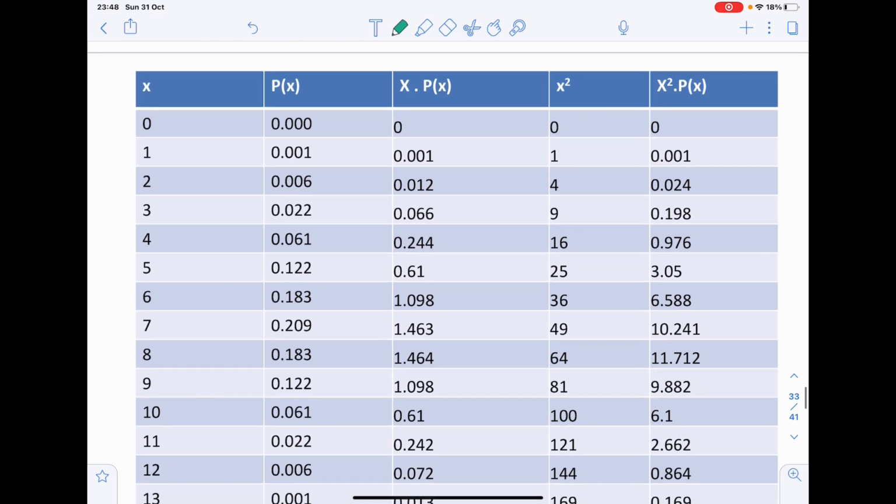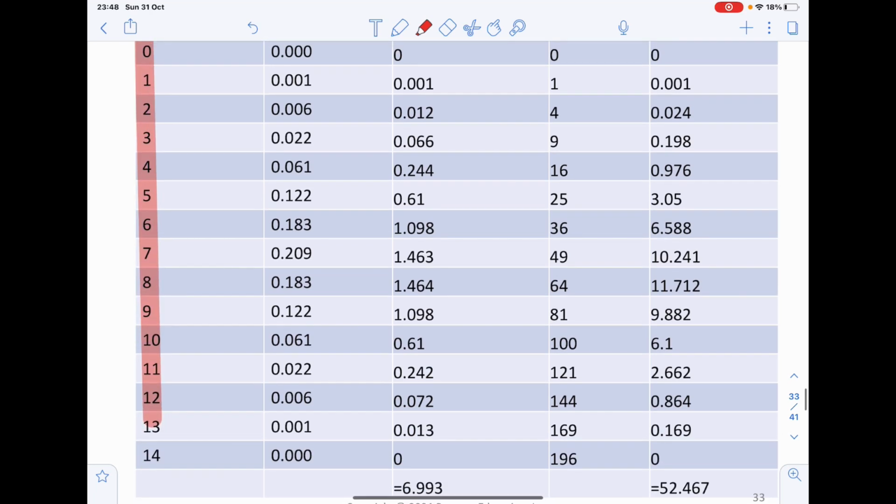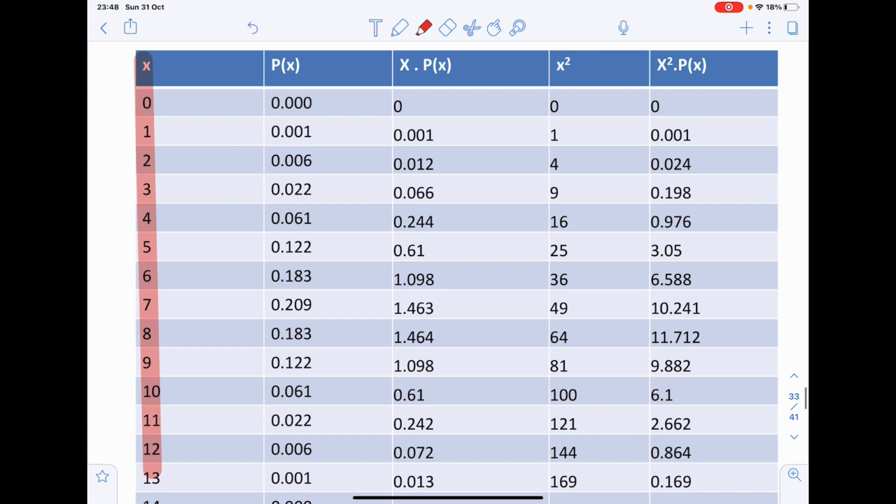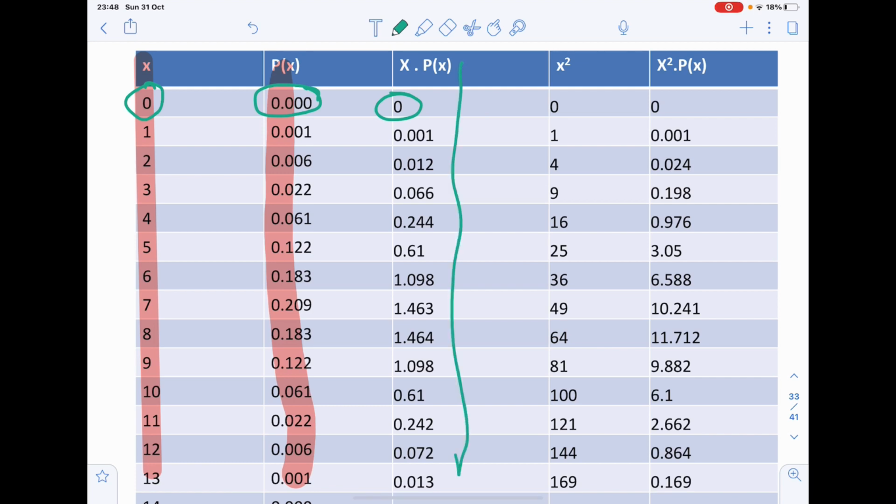Here we have an example. Here we have the values of x, and here we have the value of p of x. This is what you will get in the question, the x and the p of x. Then it asks you to find the mean or the variance. So the first thing you do is multiply each value of x by p of x and put it in a column. So we multiply 1 times this and put the value here, and so on. We will call this column x times p of x.